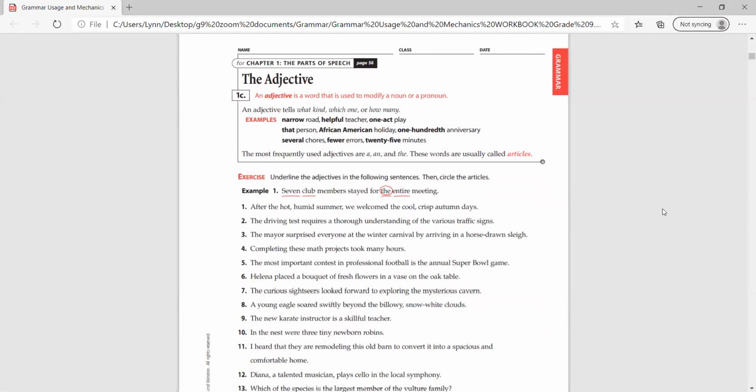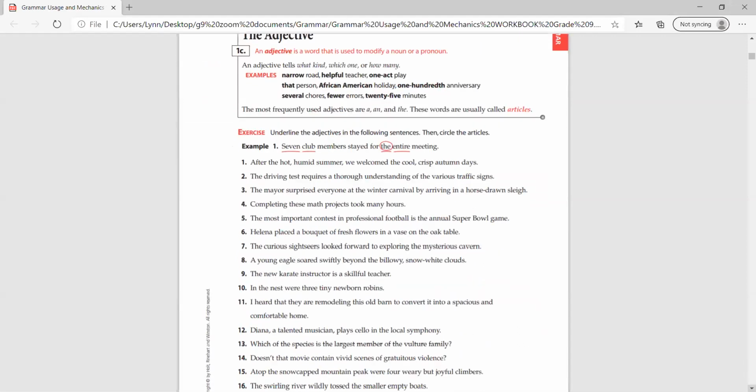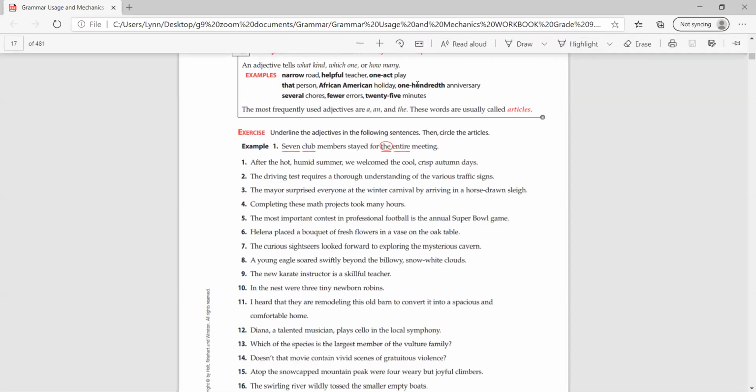Narrow. Helpful teacher. One act play. What kind of play? One act. And it goes on and on. The most frequently used adjectives are a, an, and the. These words are usually called articles. So we're going to underline the adjectives in the following sentences, and you are to circle the articles. Let's see.